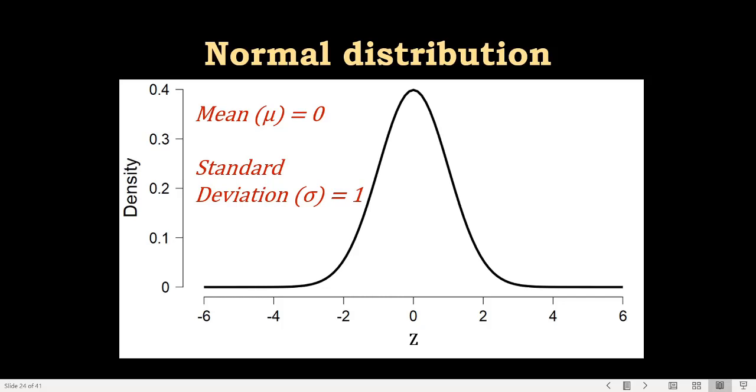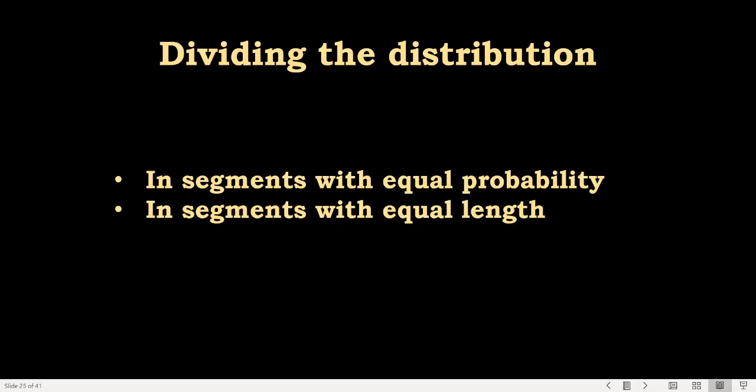Okay, so let's start dividing the normal distribution into intervals. And we can divide using two criteria. One, we divide the distribution in segments of equal probability. And the second criterion is dividing in segments with equal length. We can divide the sample space in different ways, but having some equality is desirable. So let's start with dividing in segments of equal length.